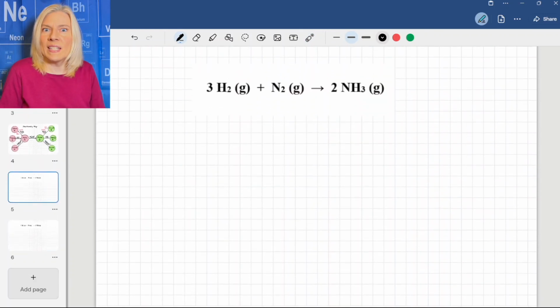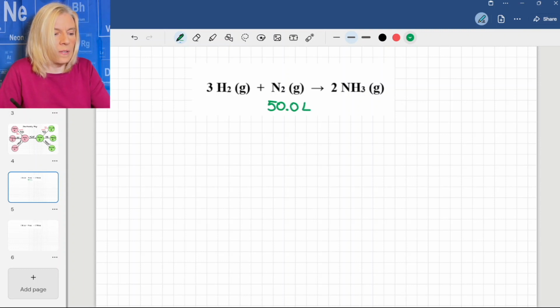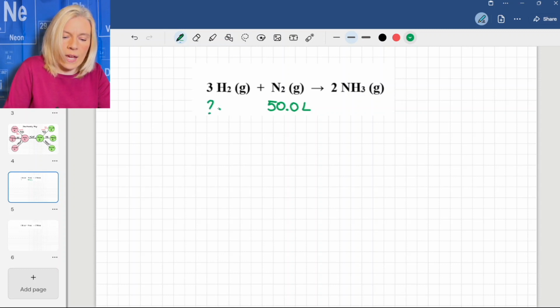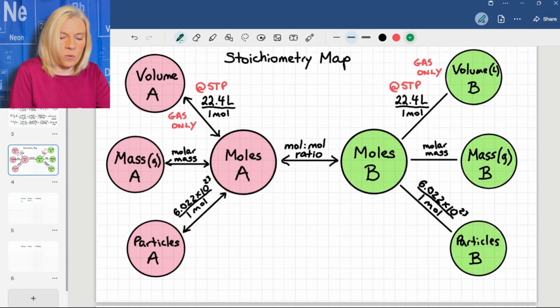So we're going to use the same reaction. What if I have 50 liters of nitrogen, or if I produce 50 liters of nitrogen, the question is, how many grams of hydrogen I needed to react with my 50 liters of nitrogen? Things are a little bit harder now. Okay, let's go to our map.